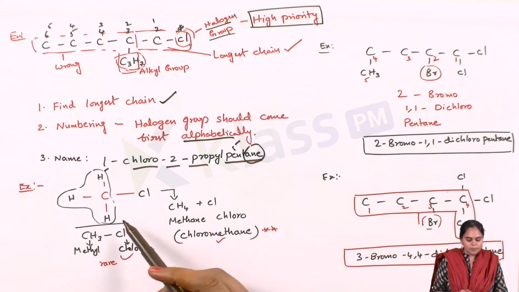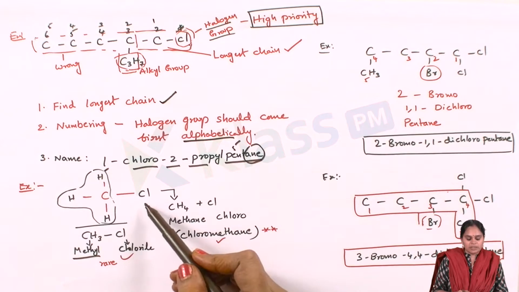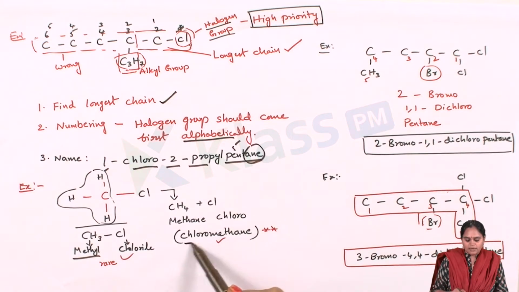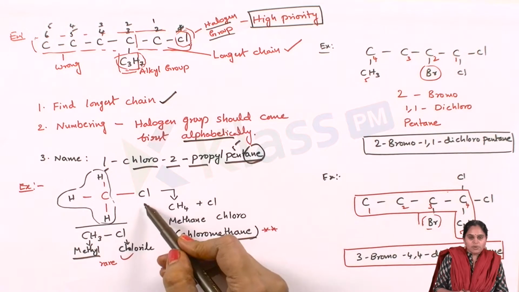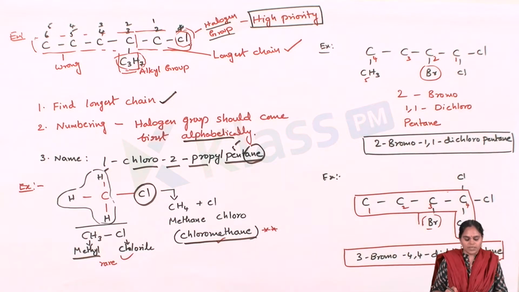See here another example. CH3Cl. CH3, 1 Cl. So what is CH3? Methyl. Methyl, when added with chlorine, chloromethane will be produced as the compound. So 1 hydrogen will be removed here. In place of hydrogen, chlorine will come. Chlorine will occupy that position. So chloromethane will be produced.